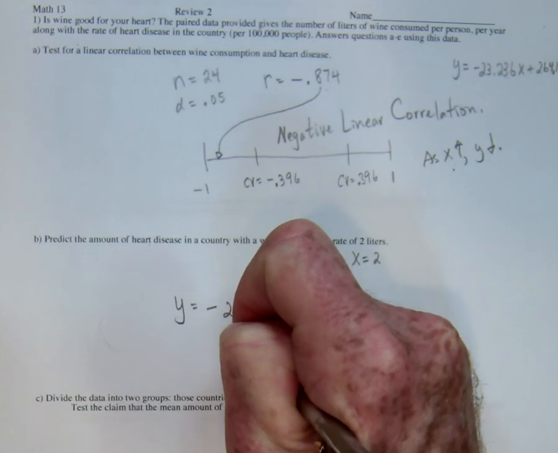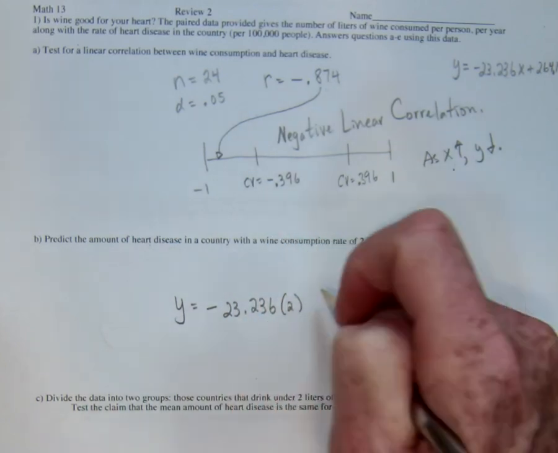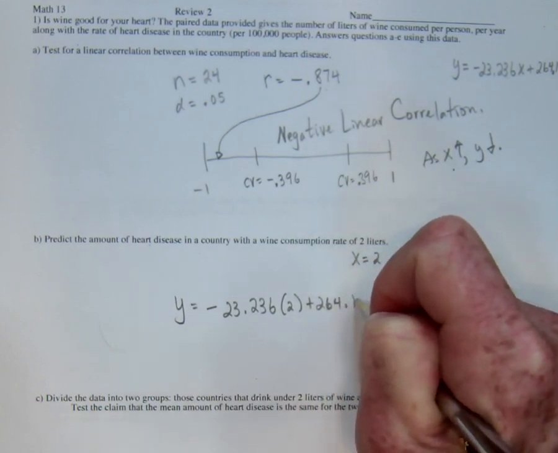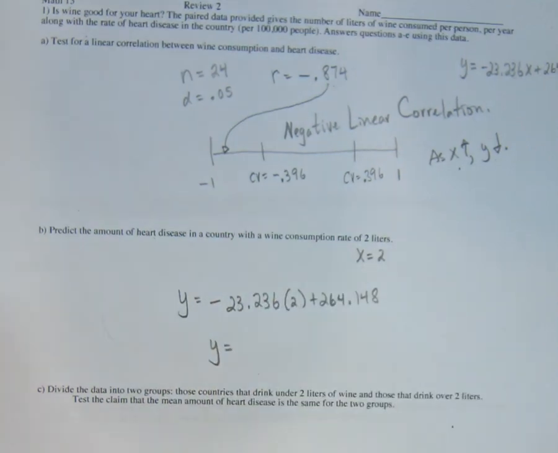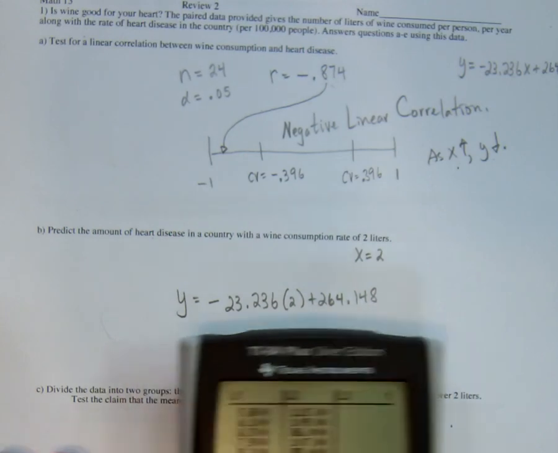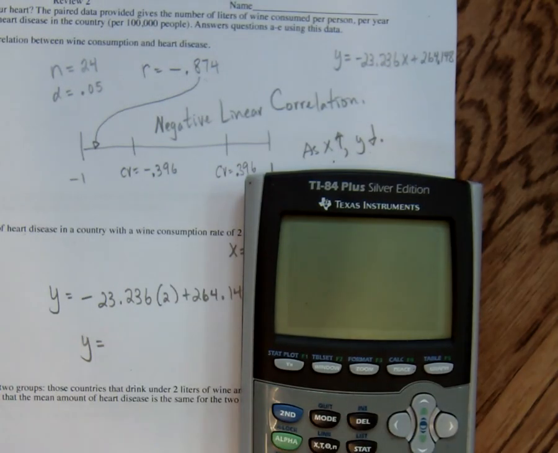So negative 23.236 times 2 plus 264.148. So how much is that?